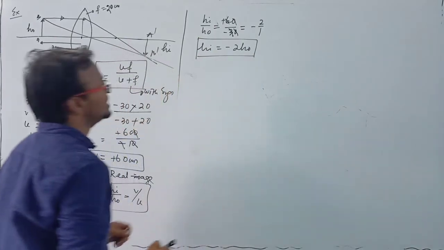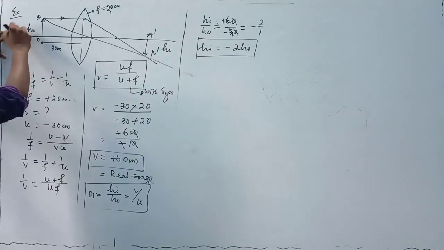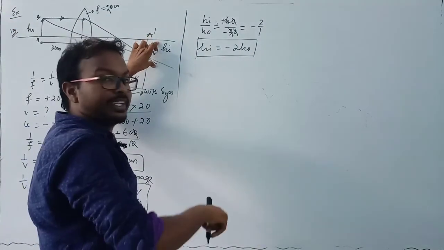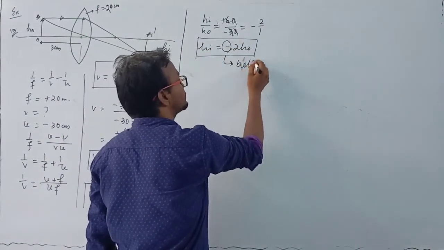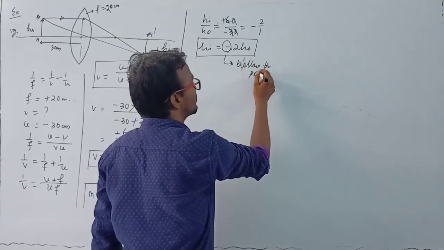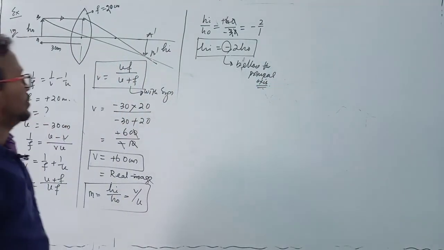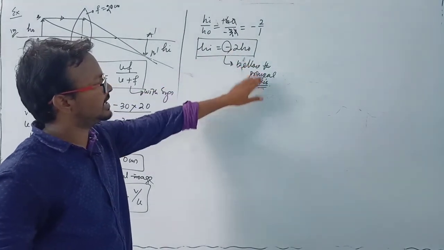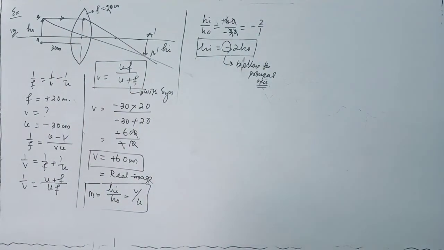What does it mean? It means that if the height of the object is 1 meter, then the height of the image is 2 meter, and this negative sign shows that the image is below the principal axis. Clear? Okay, this is all about the height of image and height of object, and this negative sign indicates that relation, and by using this concept of magnification we get the details about this relation. Clear?